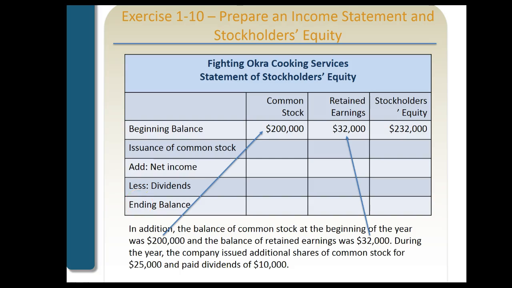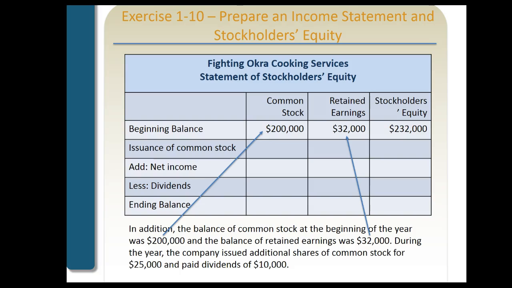Now, the second part of this exercise asks us to prepare a stockholders' equity section. So I've laid out for you how a stockholders' equity section is created. It gave us some information that said, in addition, the balance of common stock at the beginning of the year was $200,000 and the balance of retained earnings was $32,000. During the year, the company issued some additional shares of common stock for $25,000 and paid dividends of $10,000.